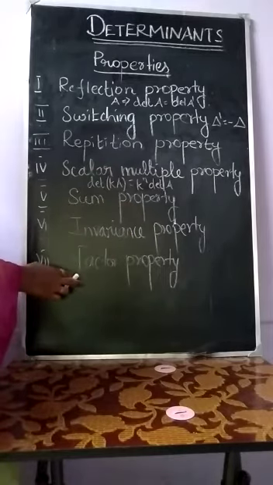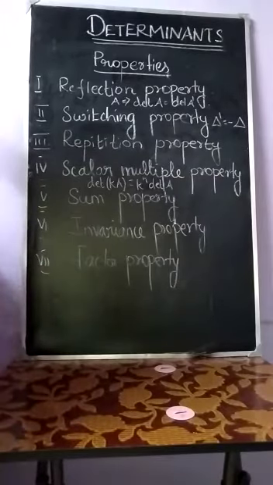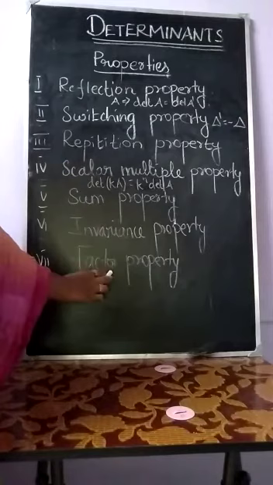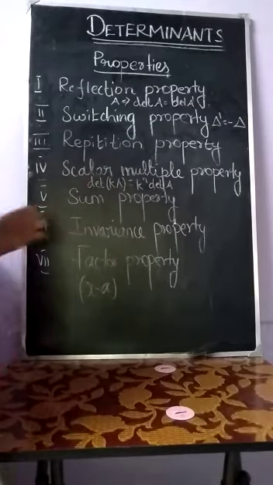Then the final one is the factor property. If a determinant delta vanishes when x equals a is put in those elements of delta which are polynomials in x, then x minus a is a factor of delta. That's all.